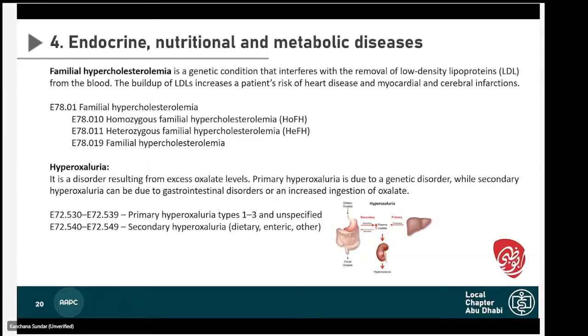Primary talks about the genetic disorder. The secondary describes the gastrointestinal disorders, and increased ingestion of oxalates. So the primary talks about genetics, and secondary talks about the physiological occurrence of hyperoxaluria. So please be informed about hyperoxaluria and its types, and look for it in your document.